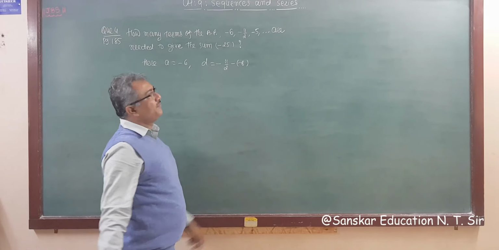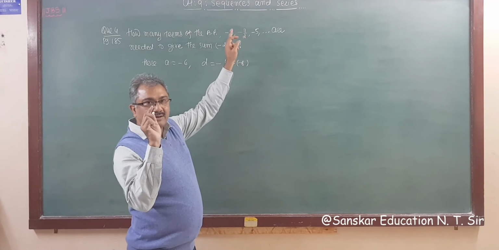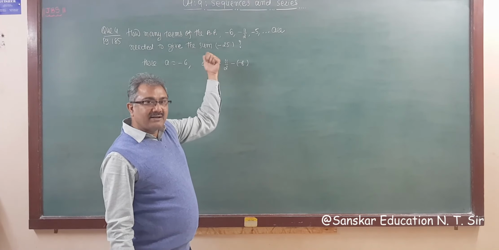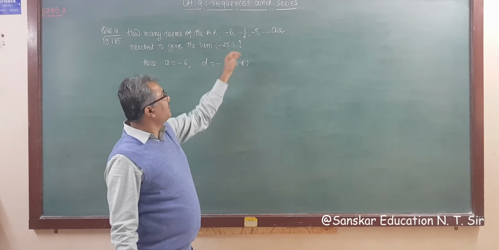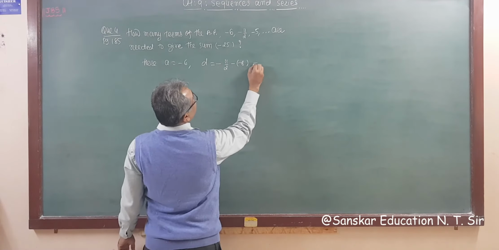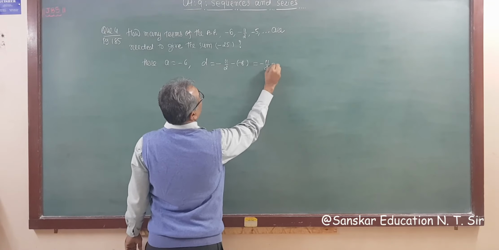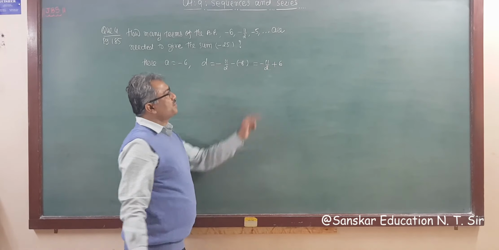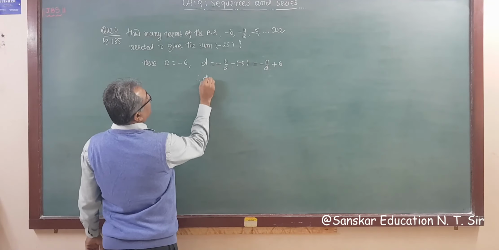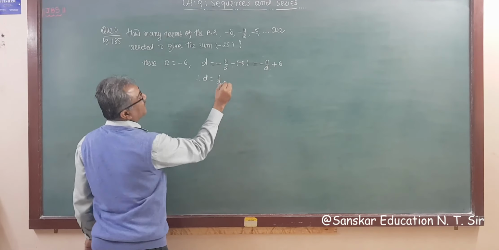This is your D. You have to subtract the left hand side term from the right hand side term, then you will get the difference. So subtracting this, minus minus becomes plus. So this is minus 11 by 2 plus 6, right. So 6 into 2 is 12, minus 11 is 1 by 2. So we get D as half, right.